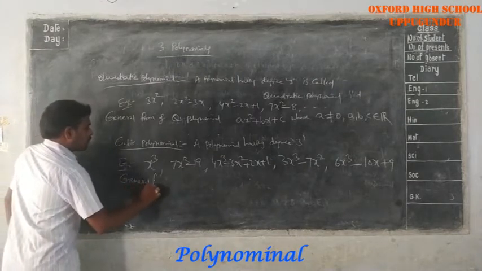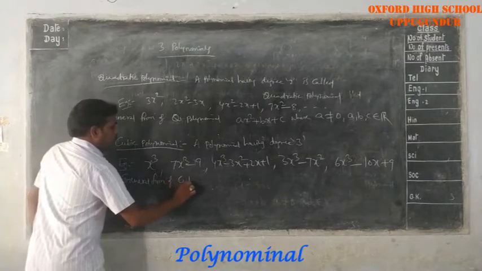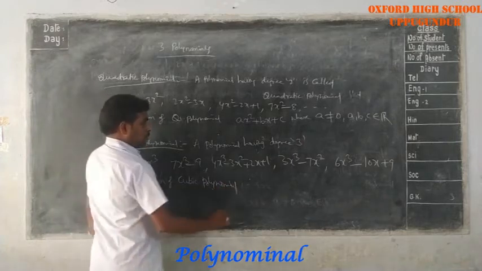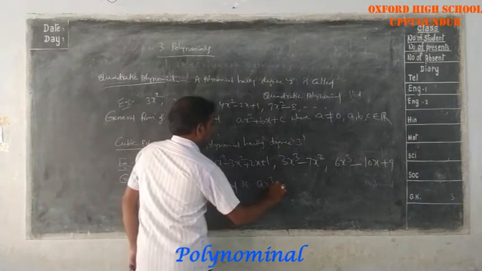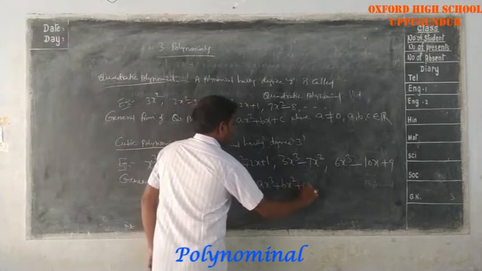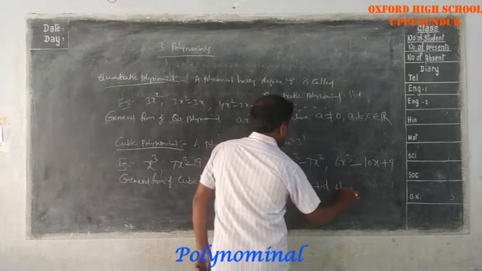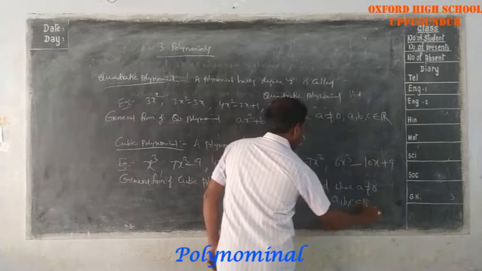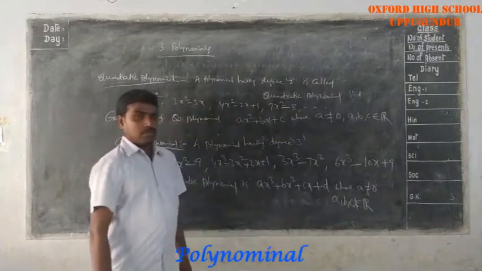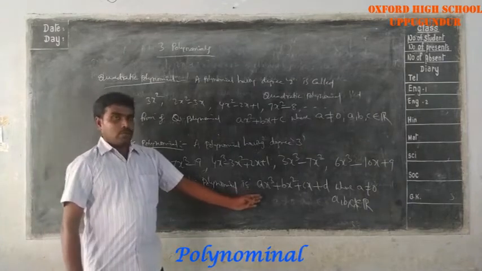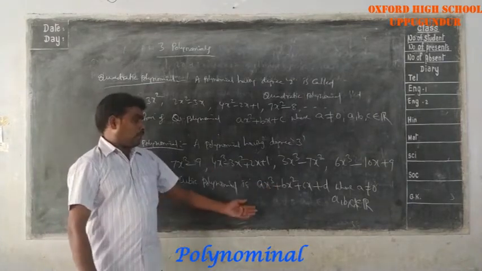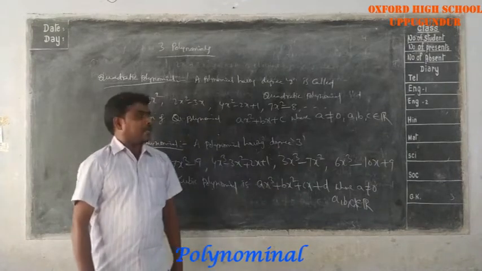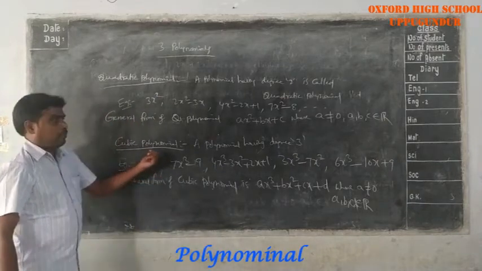General form of cubic polynomial is ax cube plus bx square plus cx plus d, where a not equal to 0, and a comma b comma c comma d belong to real numbers. If a equal to 0, it becomes a quadratic polynomial. That's why a not equal to 0. All these coefficients a, b, c, d are real numbers. So this is about cubic polynomial.